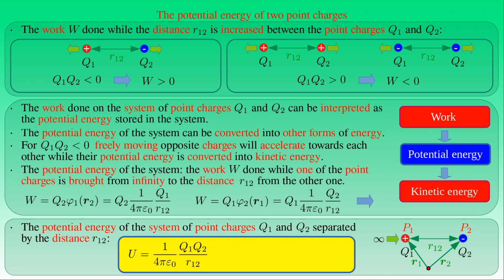This result is equivalent to the expression which we already obtained in the computation of the potential energy of a test charge brought to a given distance from a point charge. The potential energy U can also be written in the symmetric form, stating that it is equal to 1 over 2 times the sum of the charge Q1 times the potential phi_2 at the point P1, and the charge Q2 times the potential phi_1 at the point P2.